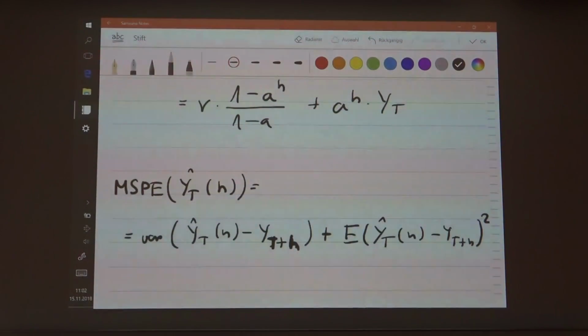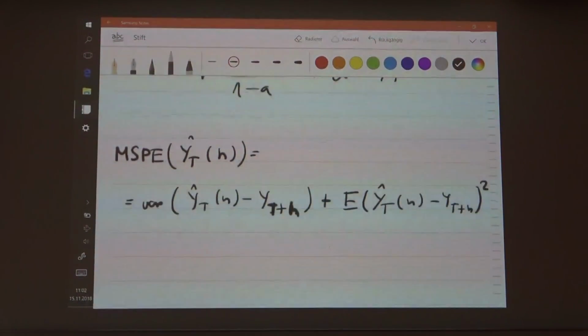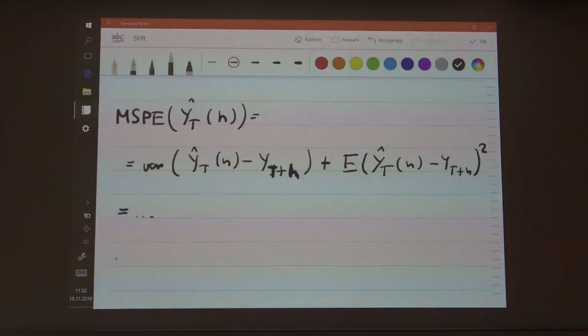What you would figure out here, and I will skip this because it's quite boring, is that this is equal to a to the power of 2h times sigma squared times 1 over 1 minus a squared, which is an expression that relates to the variance. I'm not going to elaborate on that because it's something you don't need to consider.